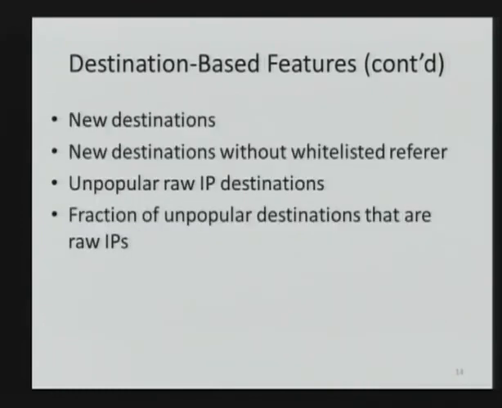So for a host, we say that its destination-based feature is the number of new destinations that it visited on this day, the number of new destinations that is not referred by somebody on a whitelist, so it's not referred by Google or Bing, it's just coming from some obscure site. The number of destinations that are just raw IPs instead of domain names, and also the fraction of these destinations that are raw IPs. And this is based on the observation that most legitimate services are referenced by their domain name rather than the IP address.